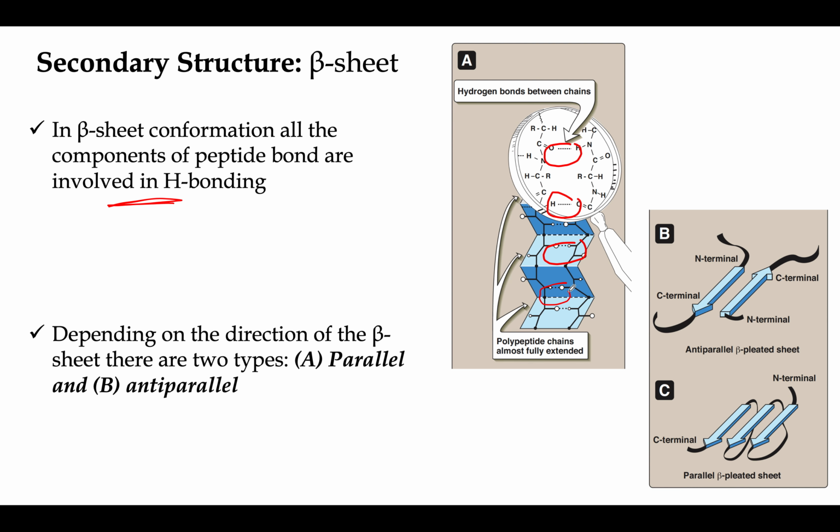So what is the difference between beta sheet and alpha helix? In beta sheet, all components of the peptide bond are involved in hydrogen bonding, whereas in alpha helix, it happens between specific amino acid residues depending on the position in the alpha helix. Now, beta sheet, or sometimes beta pleated sheet, because when we look at them in 3D, they look like pleats. They are of two types. We have parallel and anti-parallel.